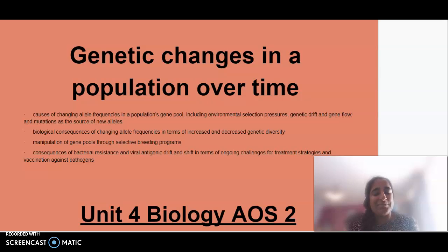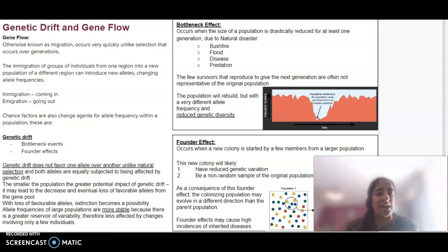Hello everybody, welcome to Unit 4 Biology Area Study 2. Today we are looking at genetic changes in a population over time. So we're going to be looking at changes in gene pools, selection pressures, genetic drift and gene flow and mutations. We're going to be looking at selective breeding programs, and we're going to be looking at bacterial resistance. So we'll make a start with genetic drift and gene flow.